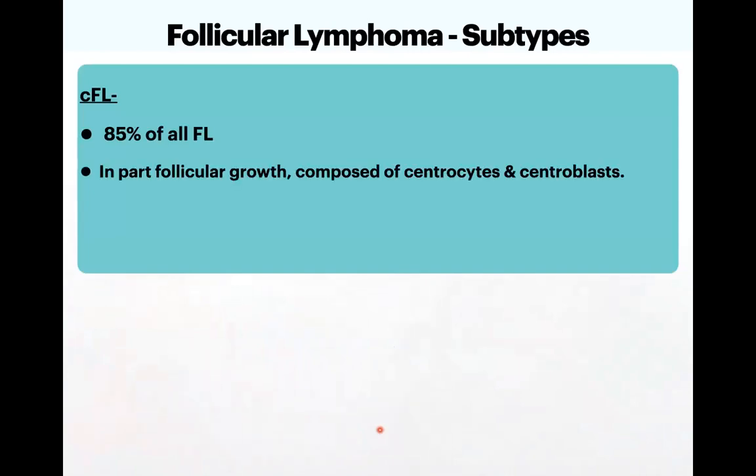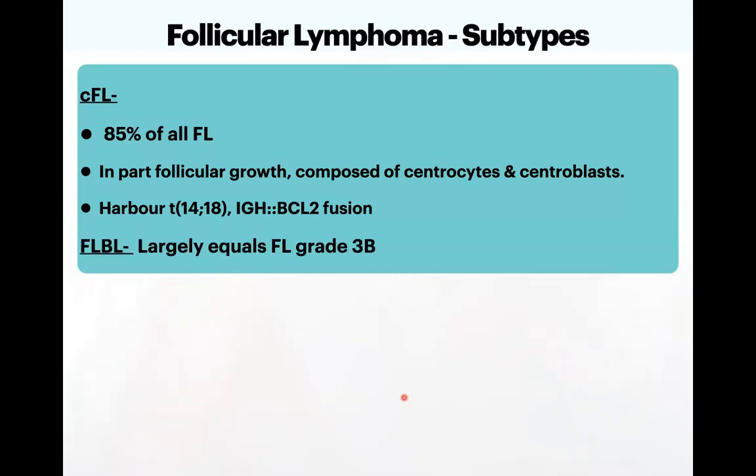The first is the classical follicular lymphoma, that constitutes 85% of all follicular lymphoma. It shows at least a partial follicular growth pattern. It is composed of centrocytes and centroblasts and harbors the classical translocation t(14;18), resulting in IGH::BCL2 fusion. And then the follicular large B-cell lymphoma largely equals follicular lymphoma grade 3B.